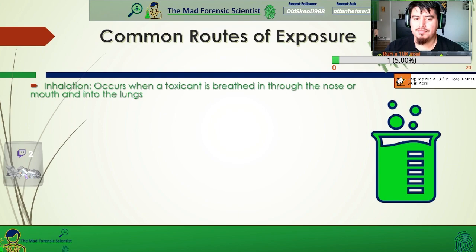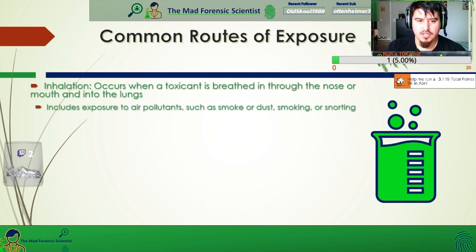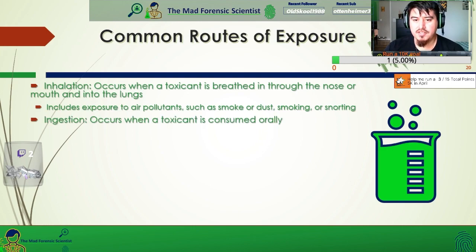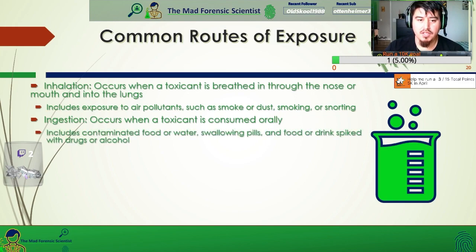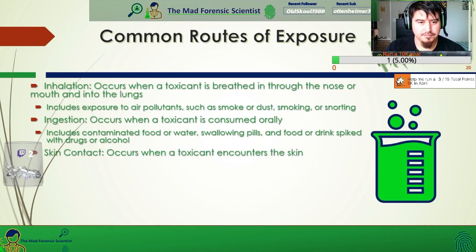Common routes of exposure. Inhalation. This occurs when a toxin is breathed through the nose, mouth, and into the lungs. This includes exposure to air pollutants such as smoke or dust, but also smoking and snorting. There's ingestion, which occurs when the toxin is consumed orally. It includes contaminated food or water, swallowing pills, and food or drink spiked with drugs or alcohol.